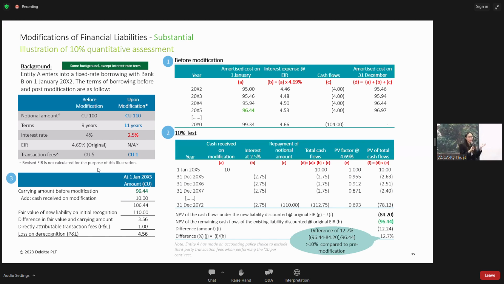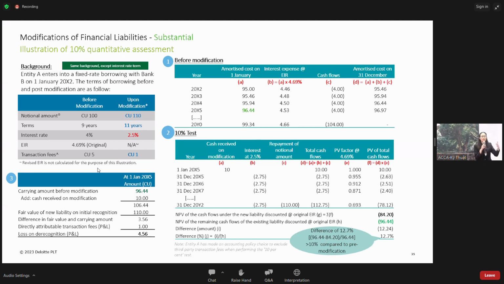So if I look at the double entry, this will be P&L. The 96 will be derecognized and 110 re-recognized. So you will actually debit 96, credit back 110. Then you will also have the 10 from the cash on modification. Okay, so this is for modification.